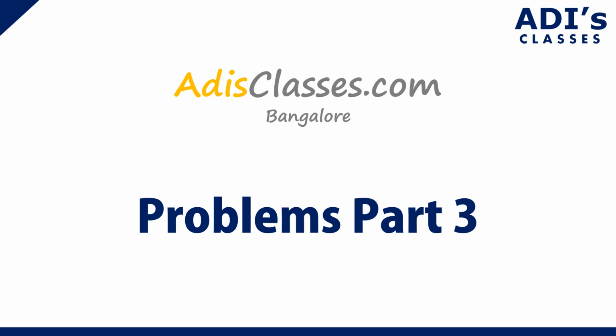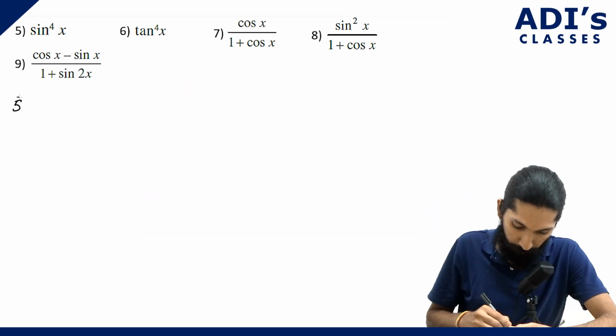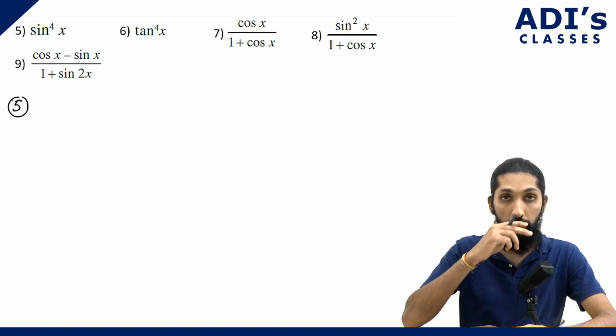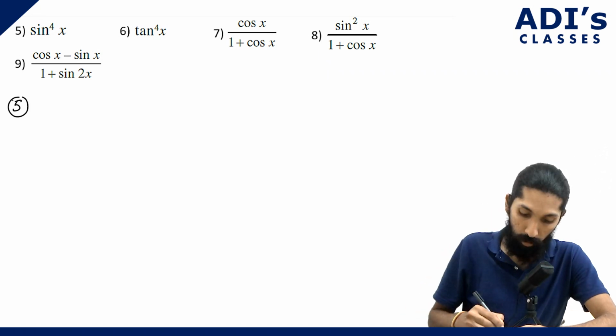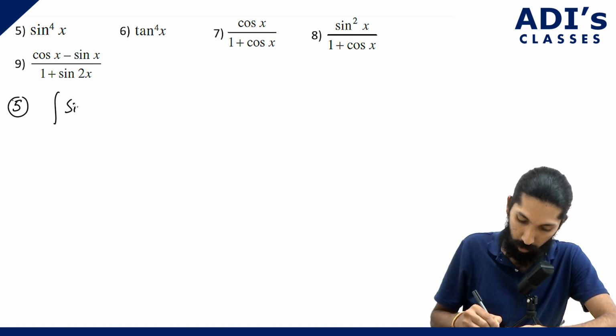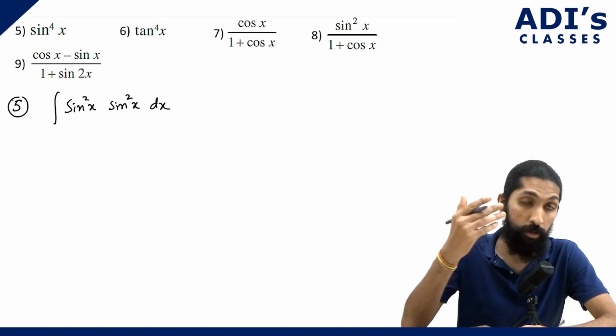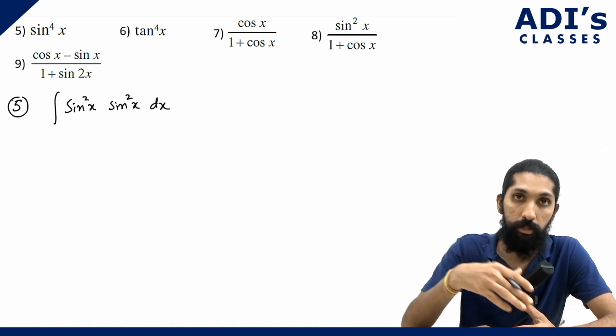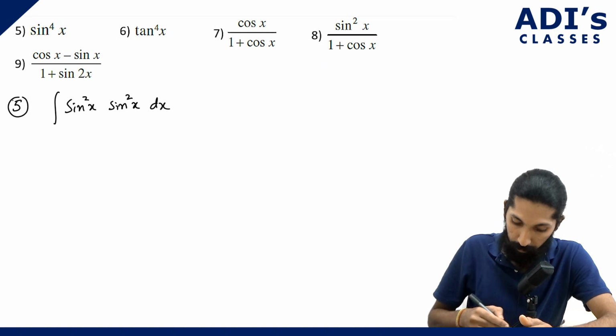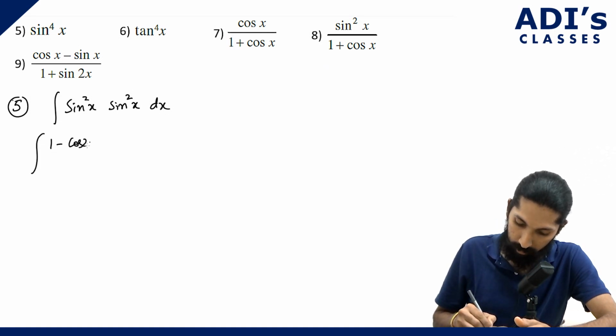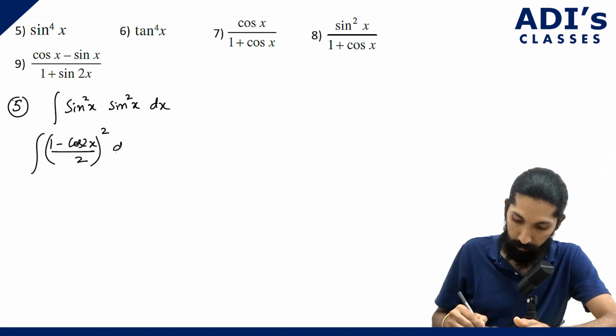See the fifth one? You have sine to the power of 4x, correct? When you have sine to the power of 4, we write it as sine square x into sine square x dx. Alright? Of course, you cannot take anything beyond the sine square. So, what we do now, take it as (1 minus cos 2x divided by 2) whole square dx.